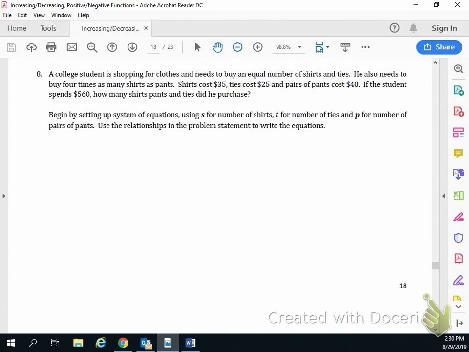And that is shirts. Since shirts is the first word I see, I'm going to put X on that. Ties right there. And I'm going to go through this whole problem, and everywhere I see shirts, I'm going to put a little X. Ties, a little Y, and pants, Z. And I think as you read through the sentence, if you have those up there, that might help you a little bit in having to write the equation.